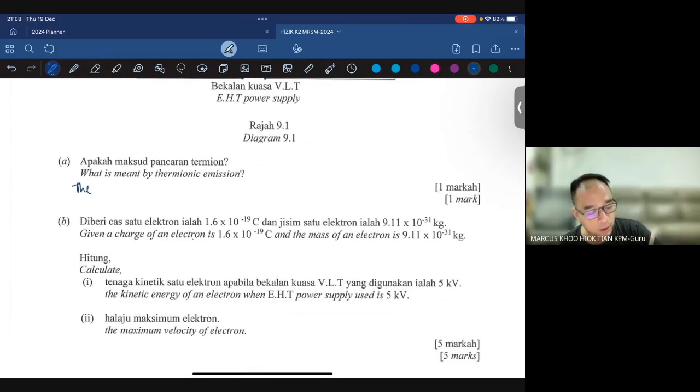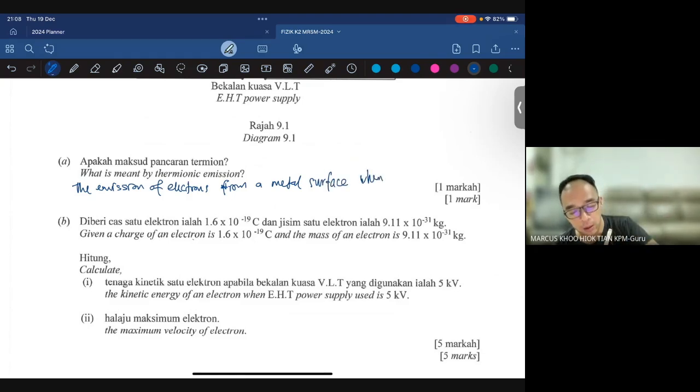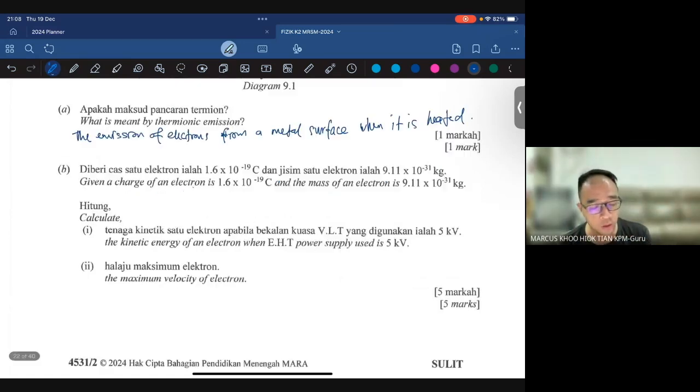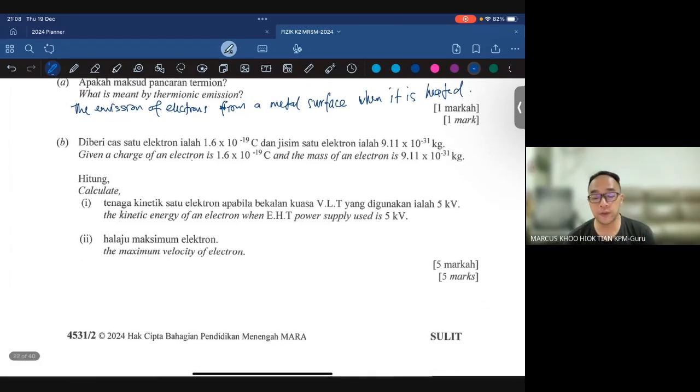Okay, the emission of electrons from a metal surface. Okay, and then the syarat: when it is heated. Okay, there we go. Given a charge of an electron is 1.6 times 10 negative 19. Okay, the mass of an electron is 9.11. Kinetic energy when the EHT is used is 5 kilovolts.